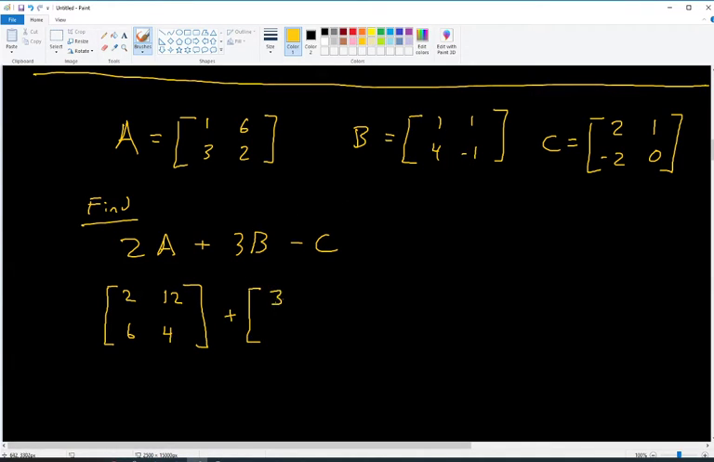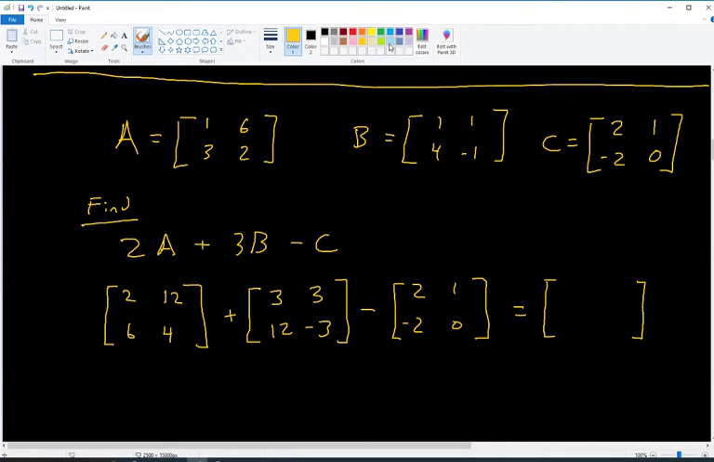3 times 1 is 3. 3 times this one is 3. 3 times 4 is 12. 3 times negative 1 is negative 3. And then we subtract from that the matrix C, which is 2, 1, negative 2, and 0. So once you get that taken care of, all our matrices are the same size, which is what we need, because if we're going to add and subtract, the matrices need to be the same size. Then we're going to take the top position here, add the next top position to it, subtract this top position. That'll get us our answer there.